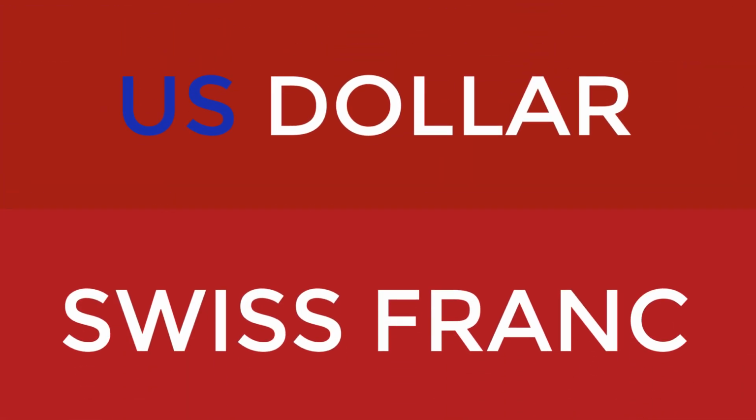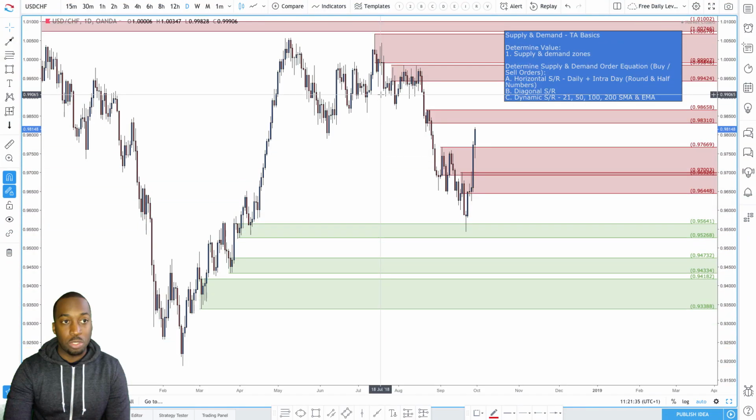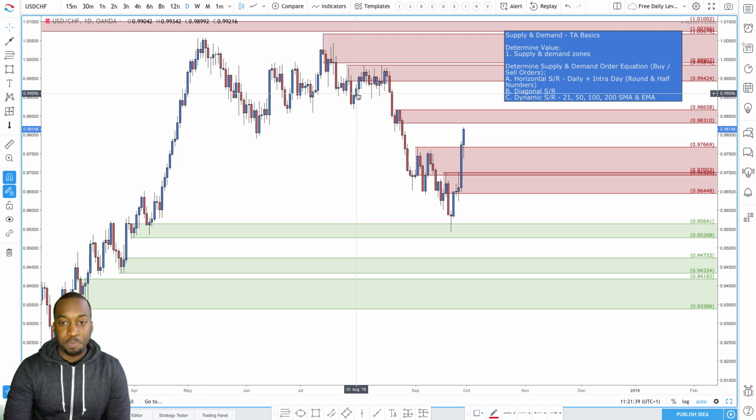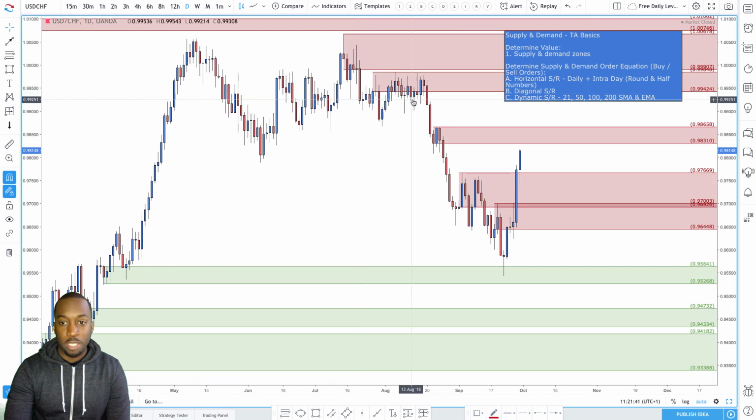So moving on to the dollar Swiss trade, and I thought I'd go into a bit of depth on this trade. First things first, I managed to get about 150 pips out of this trade. I entered down here. Now, what were my reasons for entering at this level of demand?